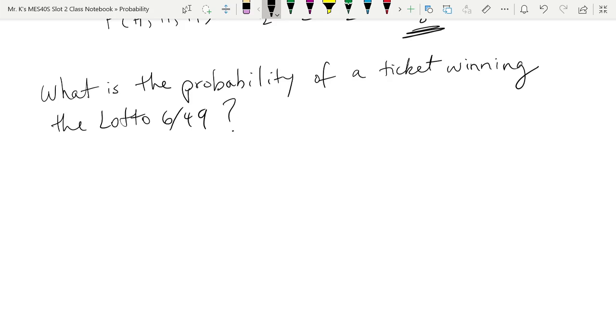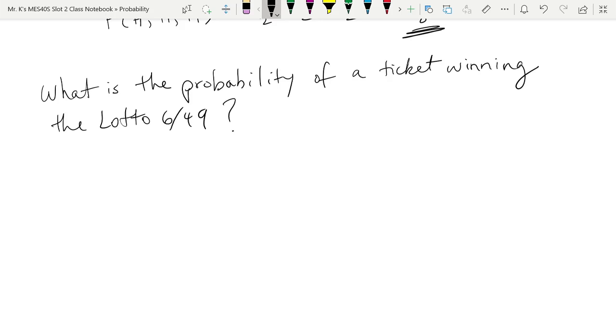Now, does the first ball have any effect on whether or not the second ball is going to be drawn? No. So they're independent events. So 6 things are happening. And for you to win the big prize, you have to get all 6 of them. Now, this math gets a little hairy to do without a calculator, but let's give it a try. 6 things are about to happen.